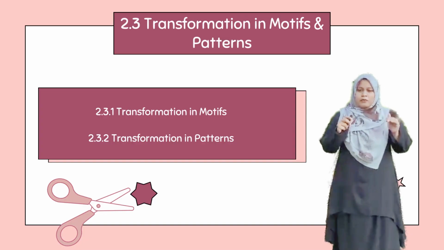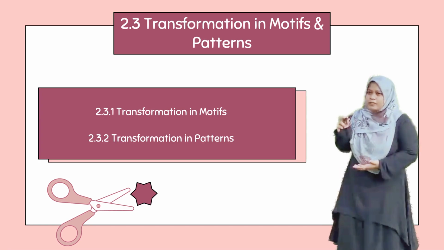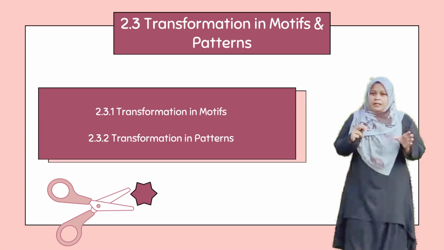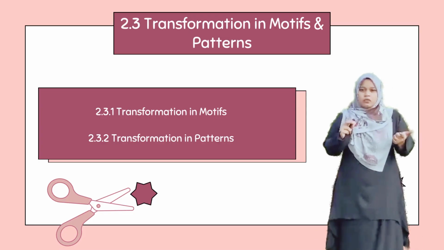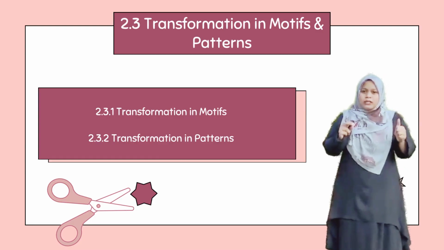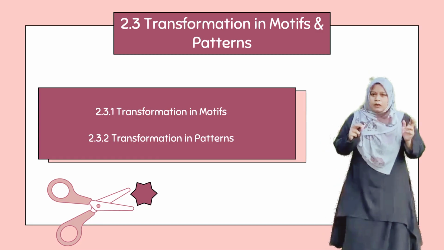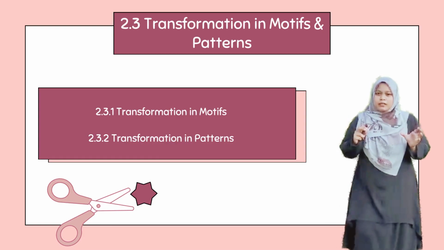Continue with me with 2.3, which is transformation in motifs and patterns. In mathematics, transformation is when a shape changes either the way it's facing or which direction it's moving, but the shape isn't changed. There are a few types of transformation: first, reflection, rotation, and also translation. But in my case, I will cover only rotation and reflection. All these changes help create different patterns but using the same shapes.